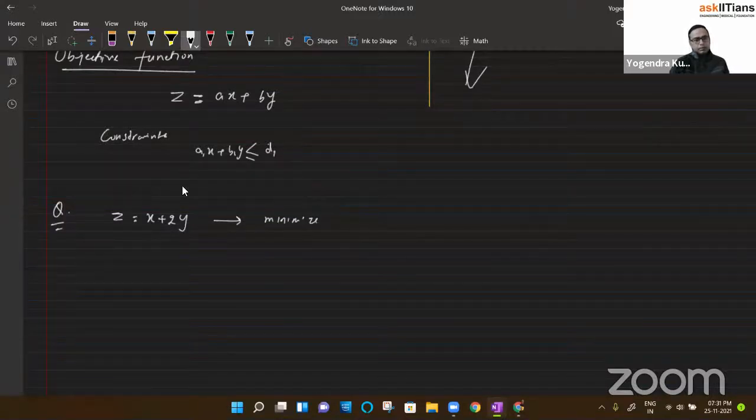Minimize it and maximize also. Give me the minimum answer and the maximum answer both, right? Okay, maximum and minimum both. Maximize it and minimize it. Okay, like that it is there.